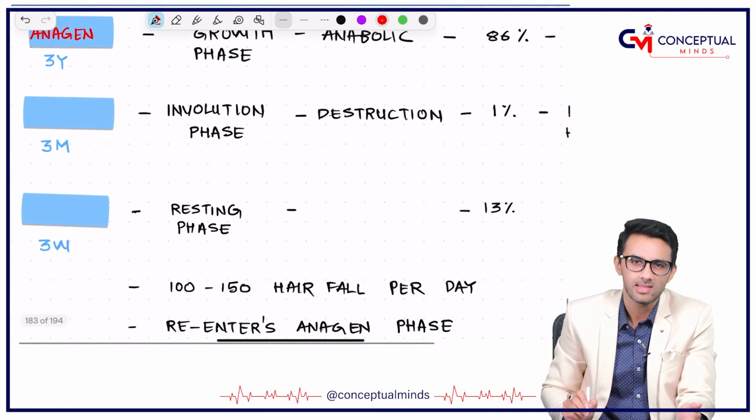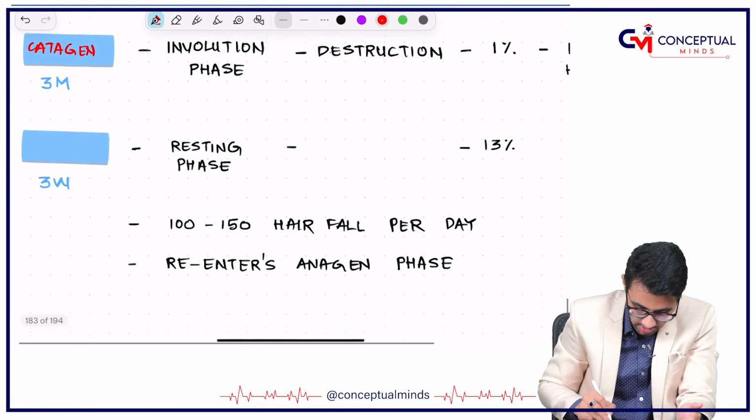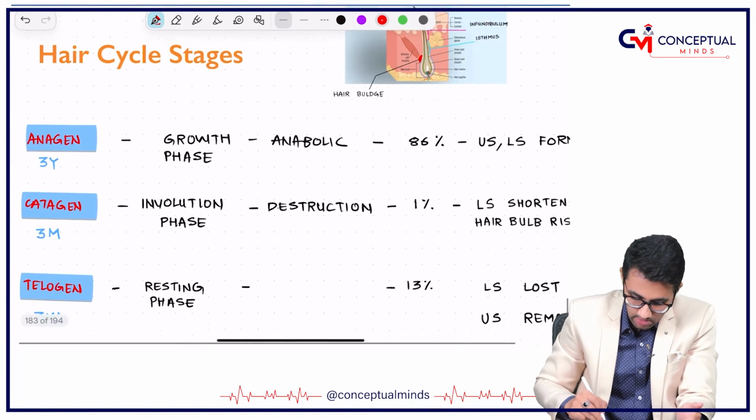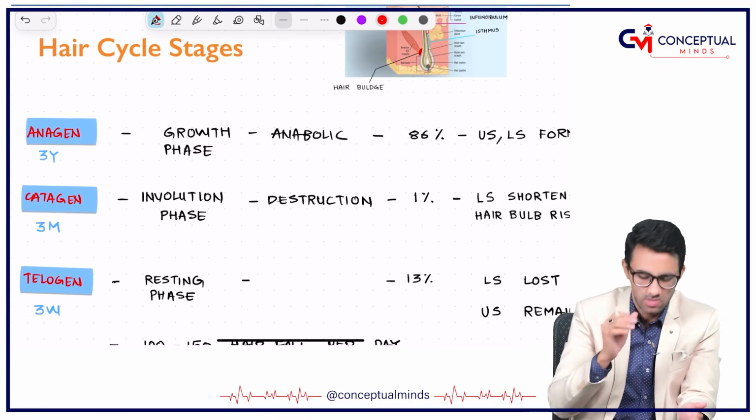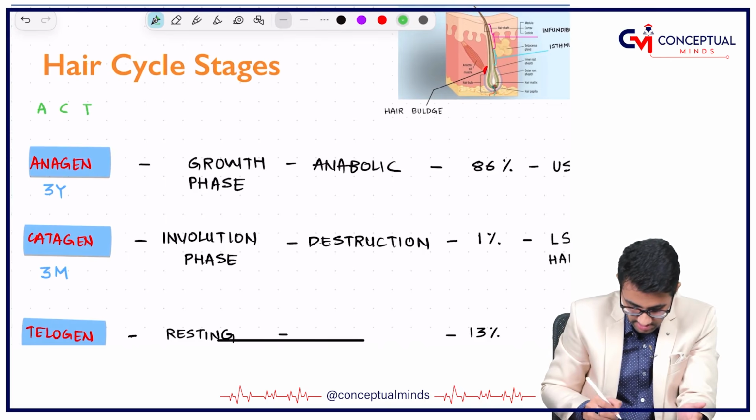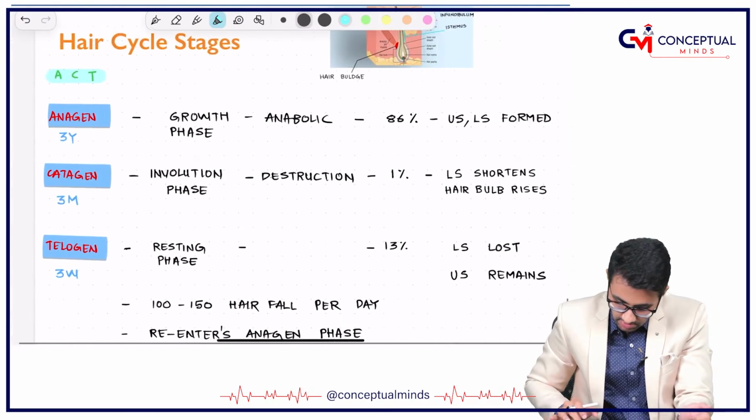How about the second one? This is catagen. How about the third one? This is telogen. So the mnemonic to remember this by is ACT. Maybe we forget the stages, sometimes we say telogen first, sometimes catagen first, so always remember this one easy mnemonic, A C T. We will never mess up the order. So let us come to the anagen stage.